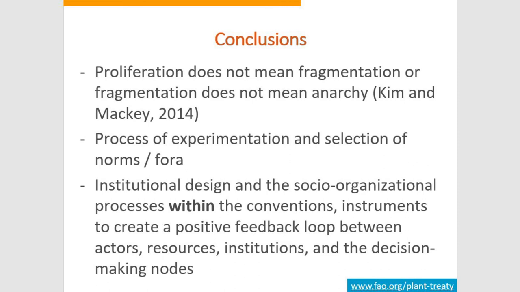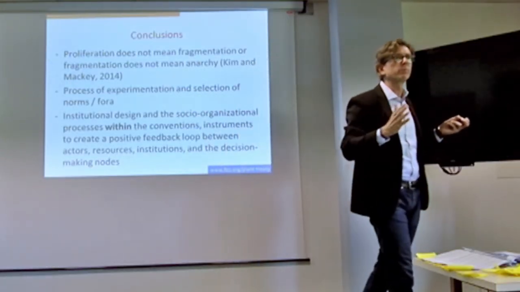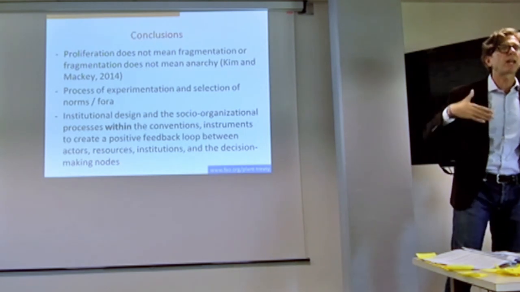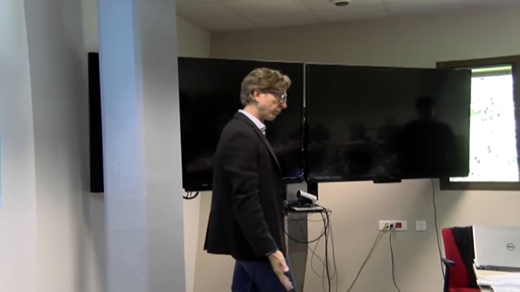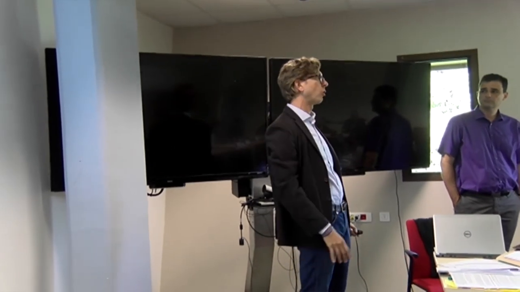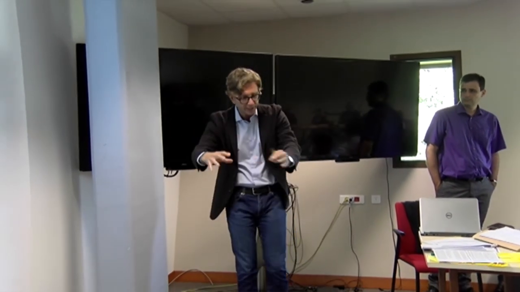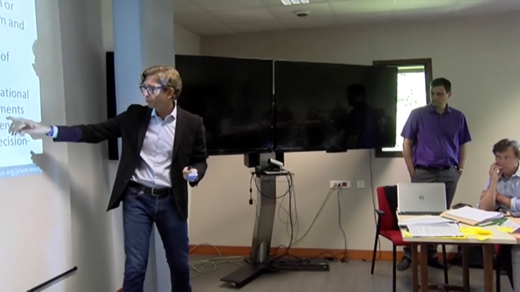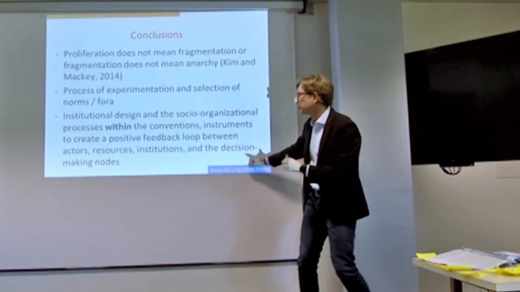It's good, in my opinion, that we don't need to crack our heads trying to understand how to formally coordinate everything. We let the systems evolve. The different stakeholders will select the norms and the fora where it's most suitable for them to advance their issues. And in order to do this, we need to improve coordination within the same instruments. The idea is not to create a new global order by having an overarching instrument. The idea is to let these different instruments evolve, but to improve the coordination between actors, stakeholders, and institutions on the one hand, and the decision-making nodes.